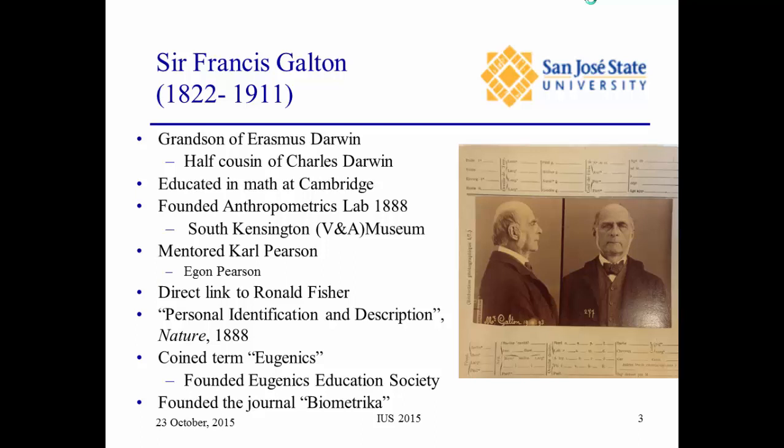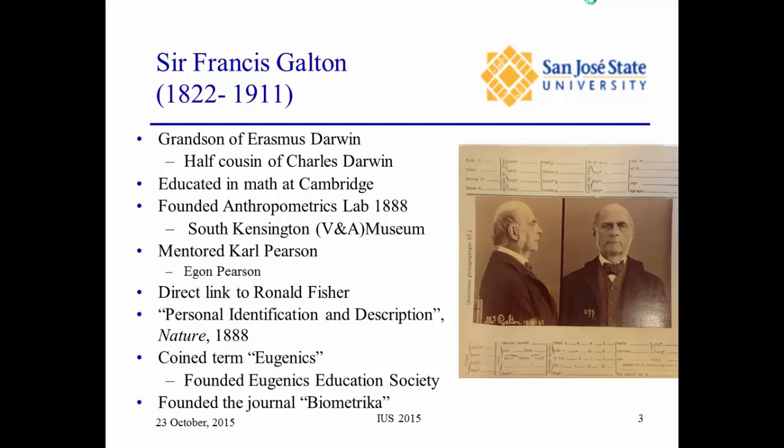Francis Galton was educated in math at Cambridge. He founded an anthropometrics laboratory at what was called the South Kensington Museum in 1888. Now, the South Kensington Museum is today known as the Victoria and Albert Museum. That's a very wonderful science museum not far from the University College London. Again, well worth your time visiting if you are in London. He mentored Carl Pearson. Carl Pearson was the father of Egon Pearson, and there's a close connection with Ronald Fisher.